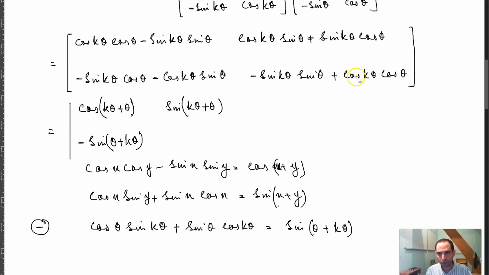And this one over here is cos k theta cos theta minus sine k theta sin theta, which is again the same thing as over here, cos of k theta plus theta. So that is cos of k theta plus theta. And therefore you have this matrix.